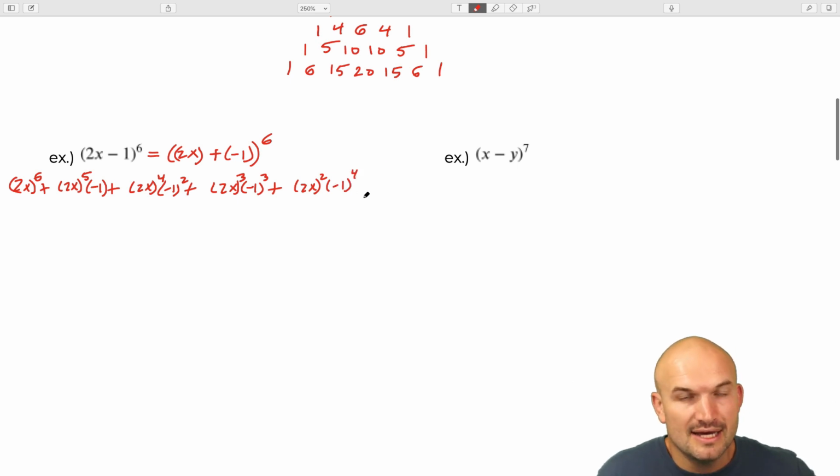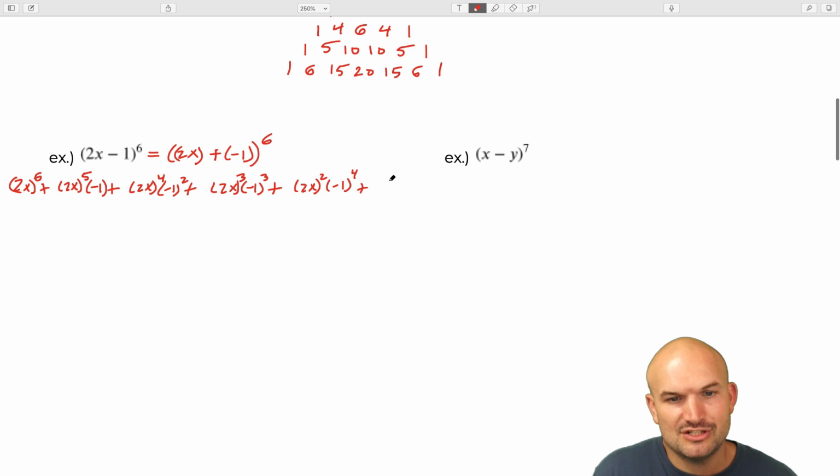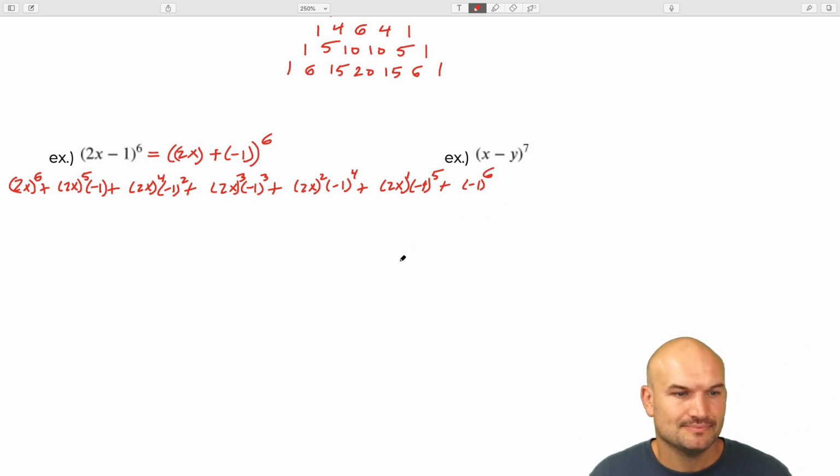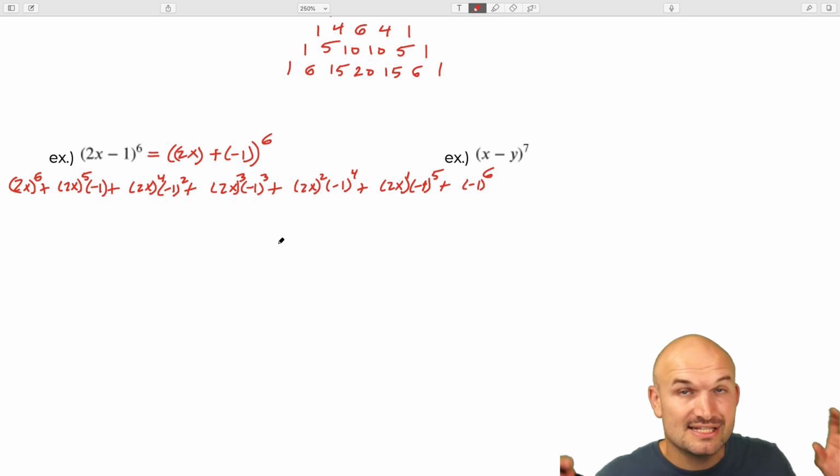And you can see, once you get this pattern down, it's just rewriting everything from here. Now, a problem like this would probably be a good example of one where you just want to find one term. We don't really need everybody to do. That's going to be to the 0. So therefore, this would be negative 1 to the 6th. Okay. Now, you can see that's a lot of writing out, but that's going to be every single term.